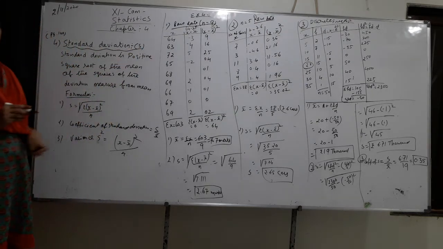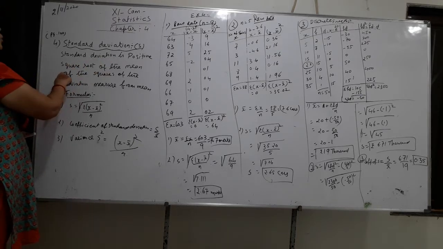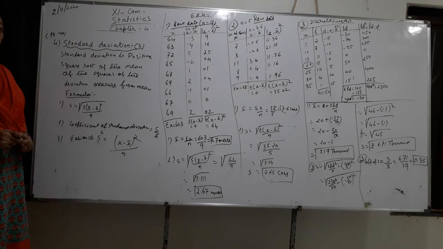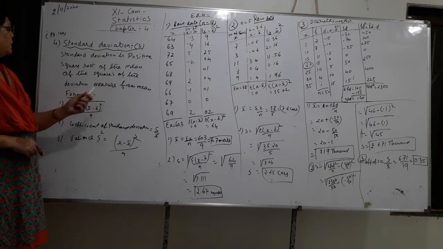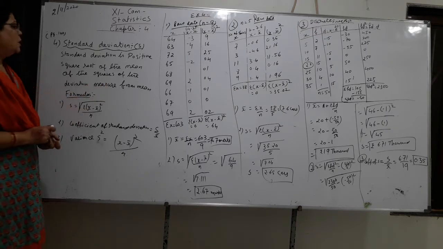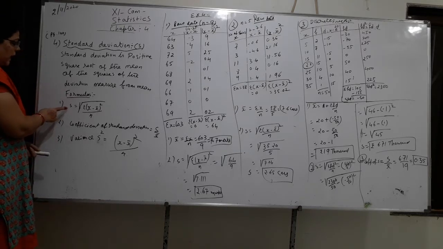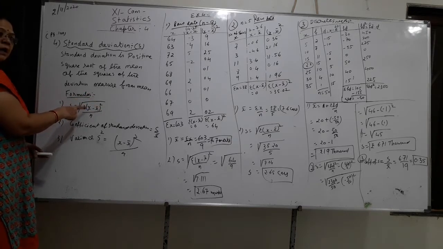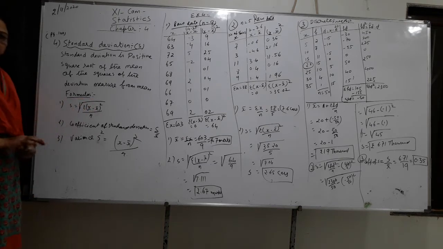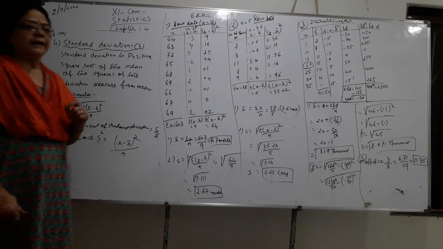Standard deviation is denoted by S. Standard deviation, children, is the positive square root of the mean of the square of the deviations measured from the mean. In formula form, you will be able to follow it: S equals square root of mean, that is, sigma (x minus x bar) whole square upon n. So this is the formula which we are going to use in order to find out the standard deviation.